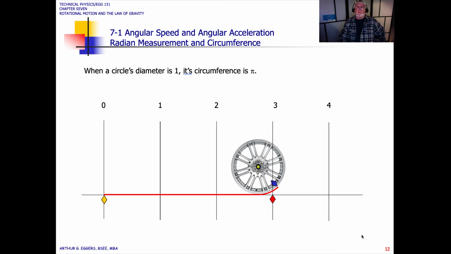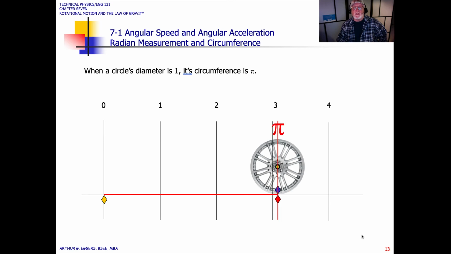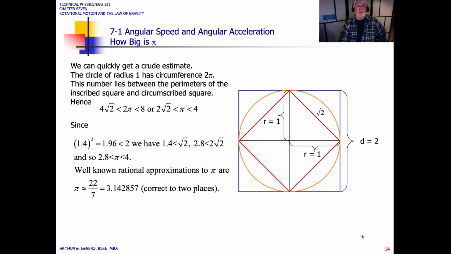So now when we finally roll it off so that the blue diamond matches and lays down on the horizontal, we can see now that that length is the measure of pi. Okay, so now we have a value of pi that is 3.14 and numbers out to infinity.